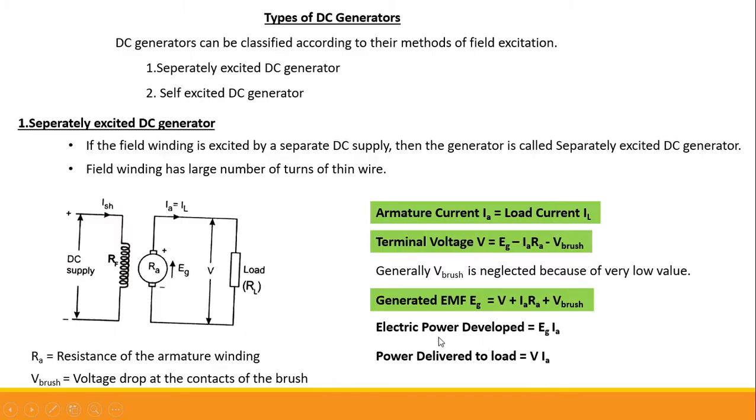Students, here electric power developed is in the origin, that is generated EMF and armature current. Power delivered to load is at load side, that is voltage across the load called terminal voltage and armature current. The multiplication of voltage and armature current.